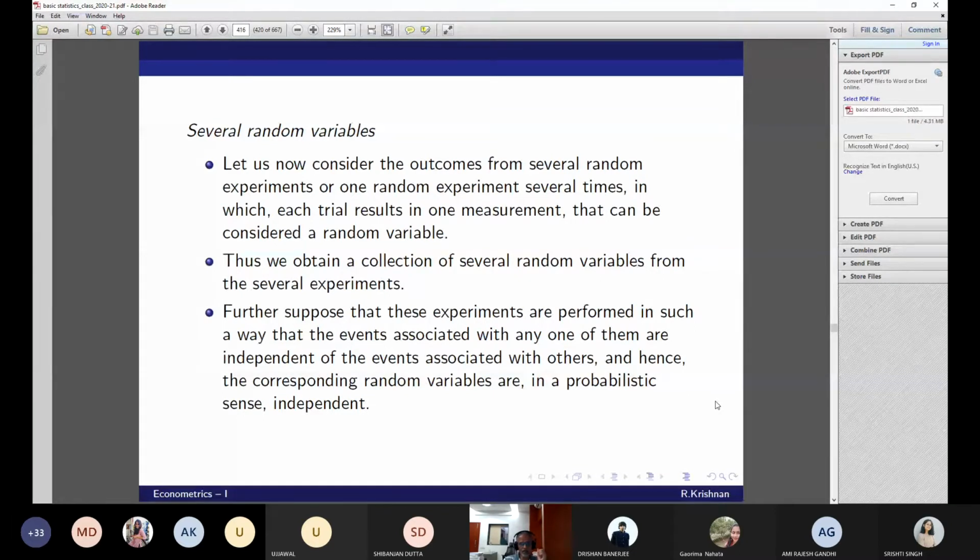Now, let us consider outcomes in several random experiments or one random experiment several times. This is a question that actually bothers people actually. Hello? Hello? Hello?